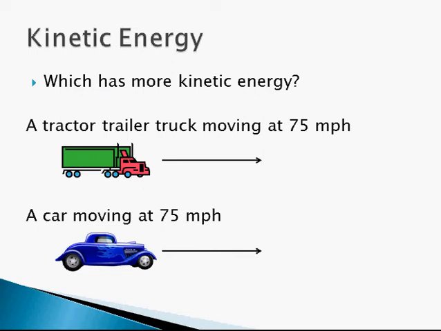Let's say we have a tractor-trailer truck moving at 75 miles per hour and a car moving at 75 miles per hour. We want to know which one has more kinetic energy. So take a moment to think about it. If you want to pause and think about it, that's fine. They both have the same speed, so the v squared term is going to be the same for both, but the masses are completely different. You should be able to identify that a tractor-trailer truck has more mass than a car. So since the truck has more mass, that means the tractor-trailer truck is going to have more kinetic energy.